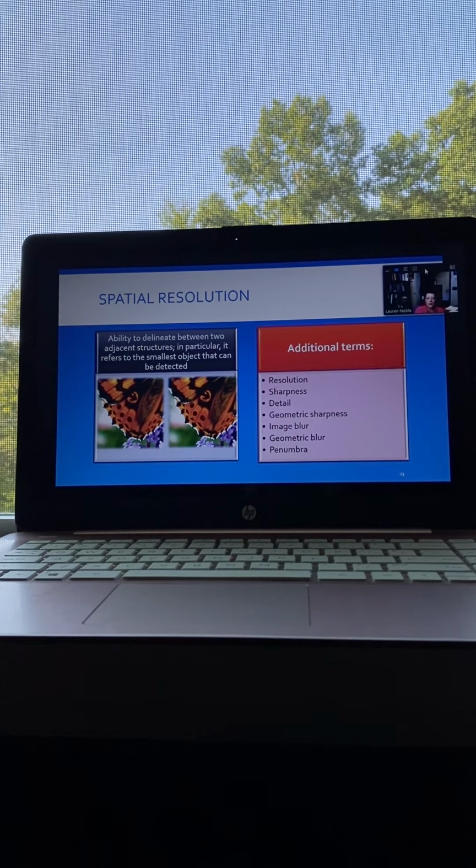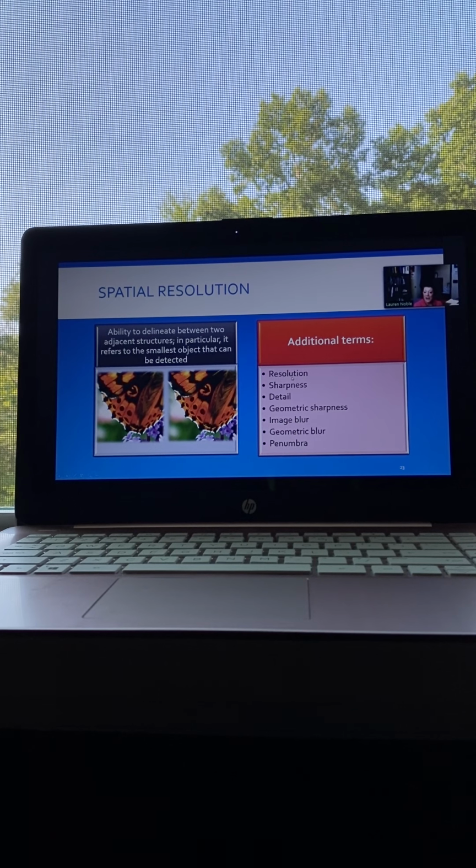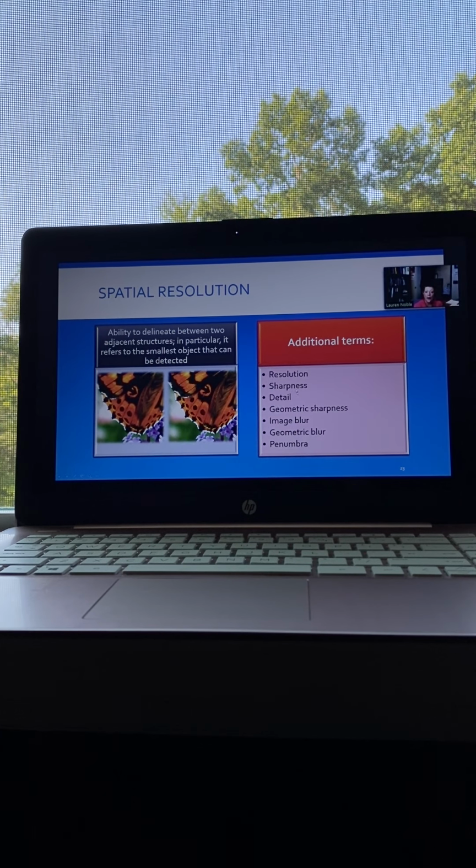And we've talked about this just a little bit. And spatial resolution, it's known by a host of other names here, which you do need to be able to recognize. So spatial resolution, in terms of a formal definition, it's the ability to delineate between two adjacent structures. And in particular, it deals with what is the smallest object that can be detected, that we can distinguish between.